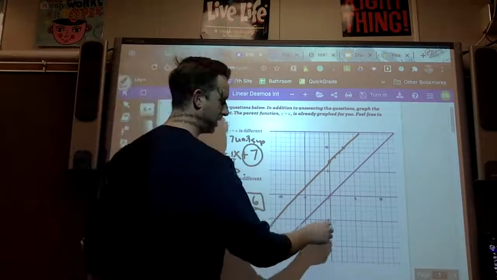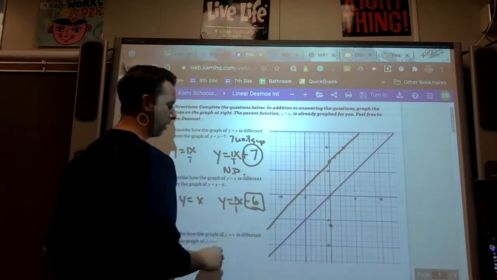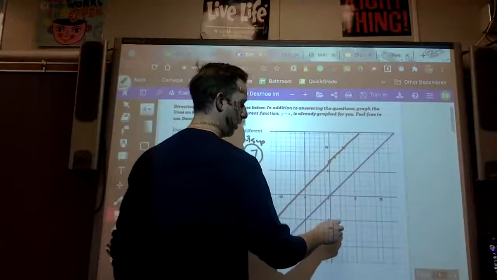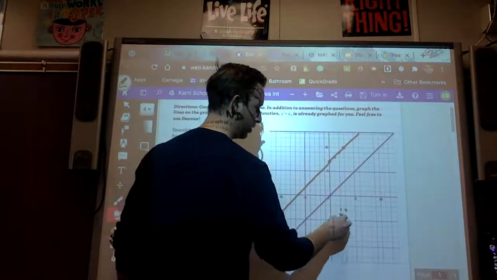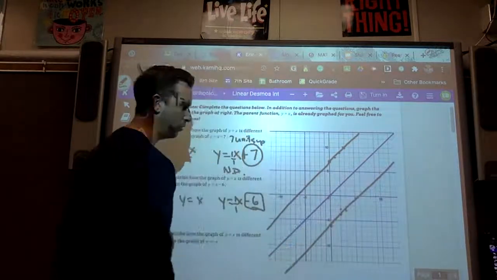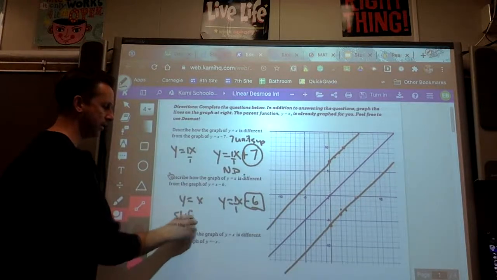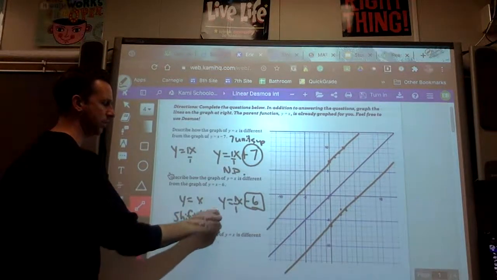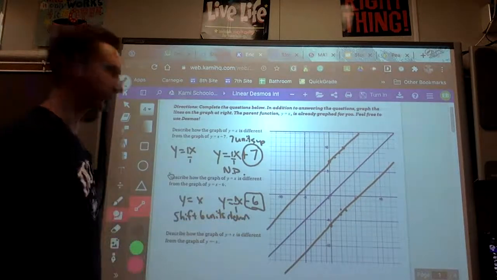My y-intercept now is at -6, which is down here. But again, I still follow the same 1 over 1 function. Up 1 over 1, up 1 over 1, up 1 over 1. And I can use that to create a new line. So how is it different? I shift it 6 units down. That's the difference between that.